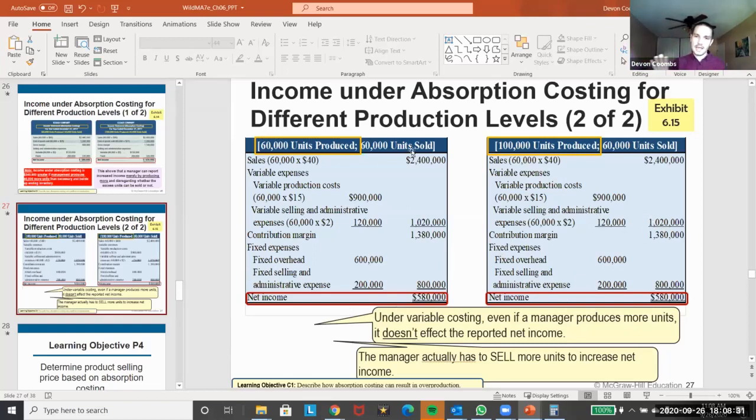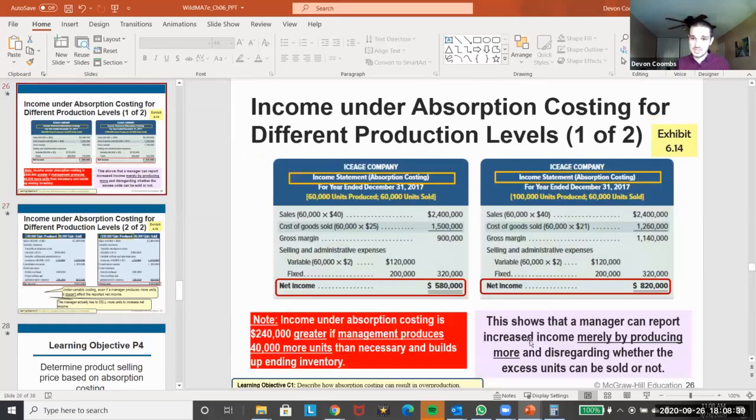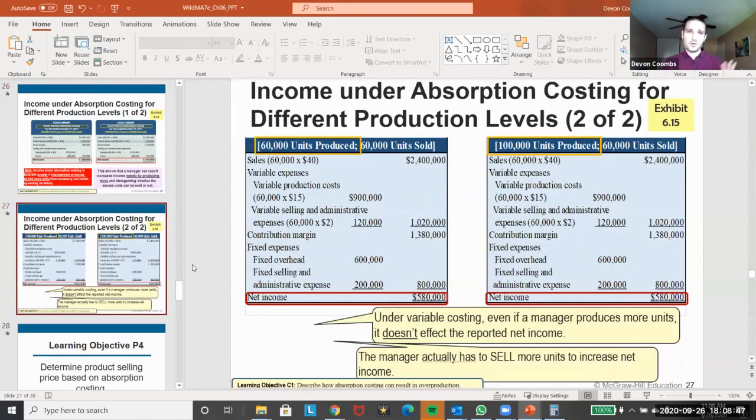So if we don't have a different set of books for variable costing, then it incentivizes managers to overproduce so that they can defer or hide some of those overhead costs into inventory. But in reality, from a business perspective, it's very expensive to store inventory. It's not productive. And so your variable costing is going to give you a more accurate representation of how the business is actually operating in this sense.